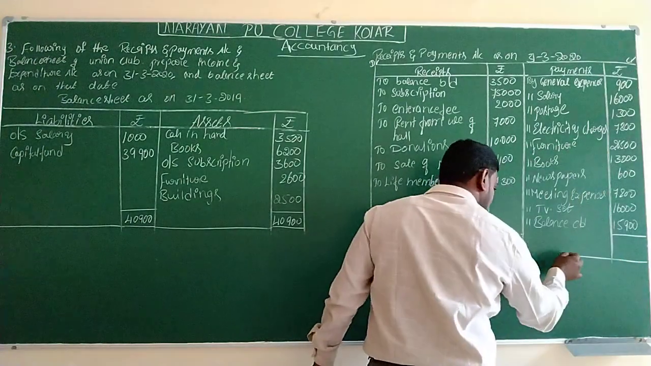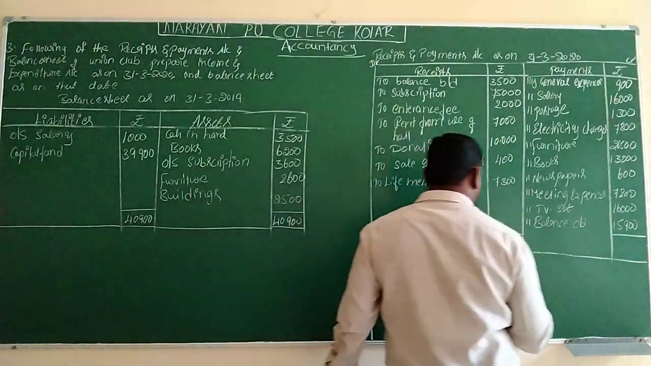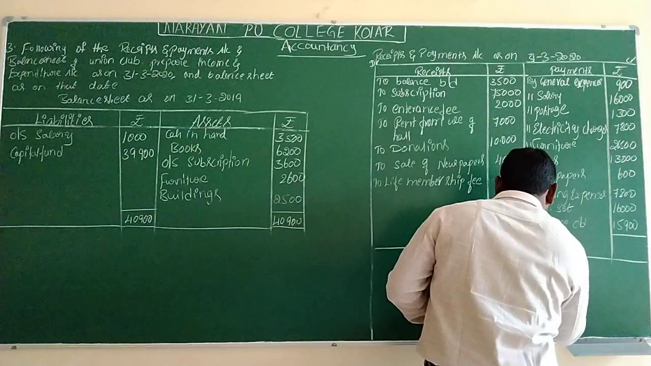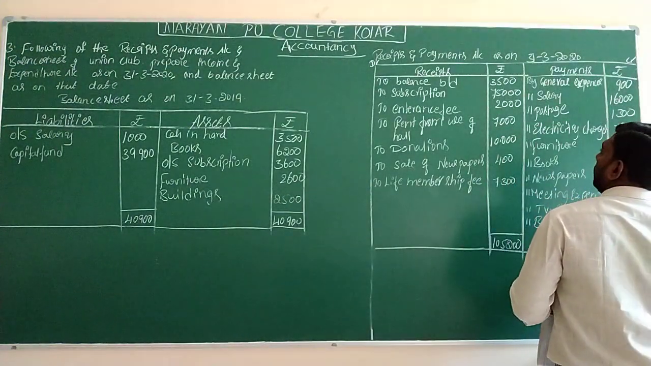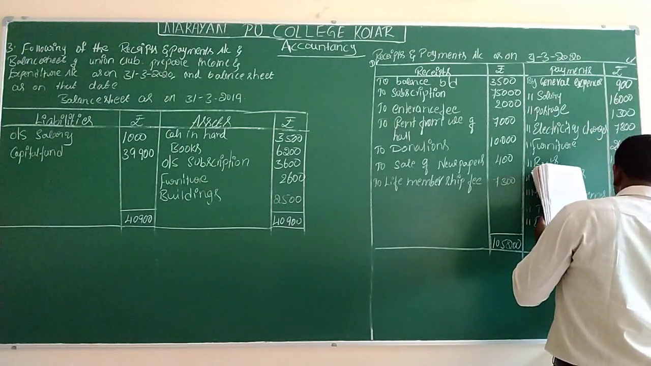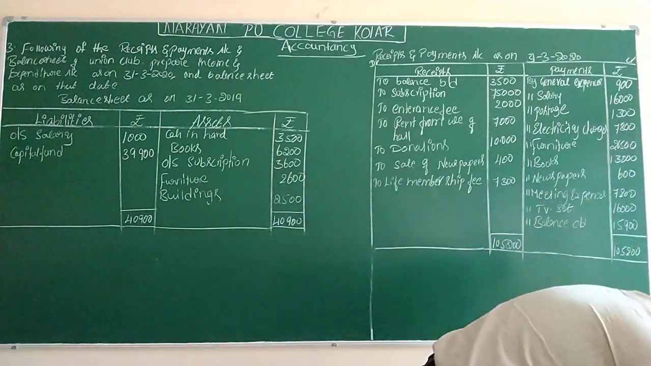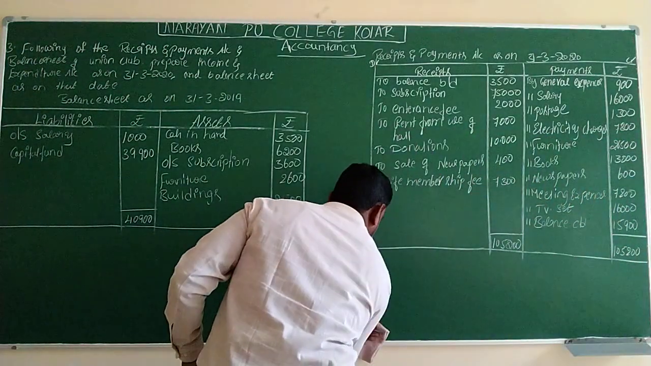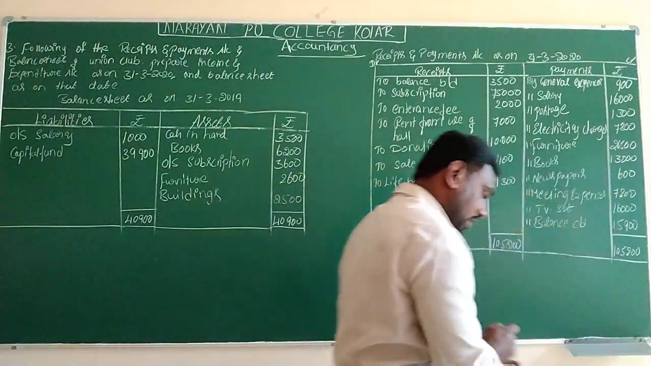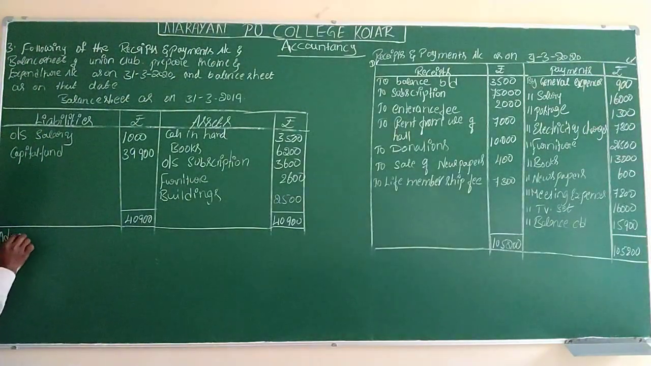The total of the receipts and payments account is 1,05,200 on both sides. This is the information given. Additional information is also given, so I will write the adjustments here.